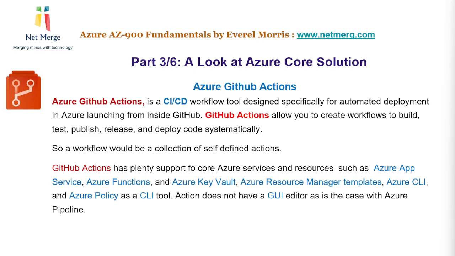It supports Azure App Services for your application development and web applications, so you could do automation with those. It supports Functions that we just spoke about. You could automate your functions as well, and you could test your functions there. It supports Azure Key Vault, which we spoke about, for holding your secrets. It supports Azure Resource Manager templates. It supports the Azure CLI if you're using Mac or Linux. It supports Azure Policy, which we will be talking about further down. And it also supports graphical user interface editors, as is the case with Azure Pipelines.